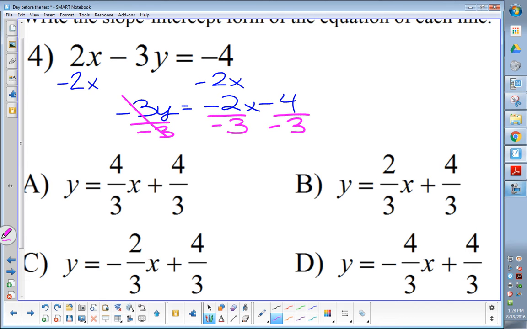Look at your answers. It's obviously not A. It's obviously not D. It is either B or C. Which one is it going to be? B. What's the only difference between B and C is this one's negative and this one's positive. How do we know it's going to be positive? Two negatives here. You have two negatives on top of each other. That's going to give you positive.